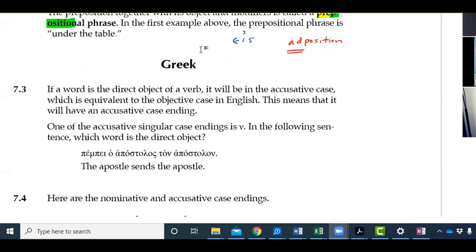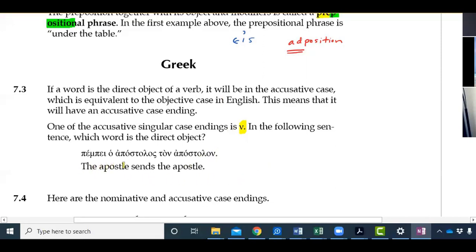Now, in Greek, we're going to use accusative case, not objective case. We'll use the term accusative. And the accusative case ending that we're going to see for singular nouns, by and large, is the nu. All right? What's wonderful about this is that this is true of all the genders in both the second and the first declension. So you only have to learn one case ending for the singular form. So that's a blessing. Okay? So look at our sentence here. Let me have you repeat after me.